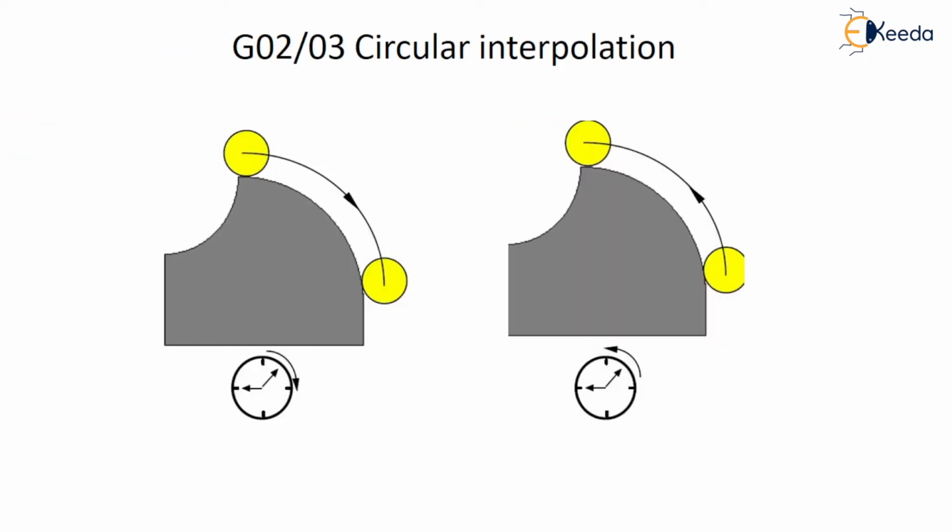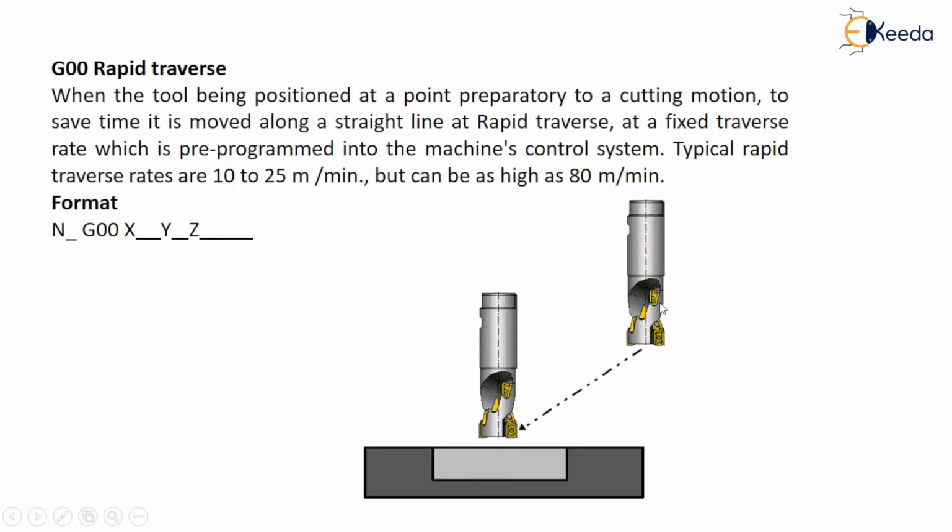So G02 and G03 are circular interpolation, that is clockwise and counterclockwise direction. G02 is for clockwise direction and G03 is for counterclockwise direction. So this is the clockwise direction, this is the anti-clockwise or counterclockwise direction.